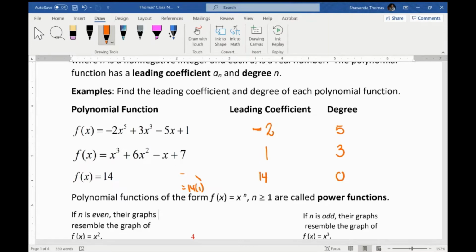Anybody know, if you graphed it, what would that look like? That's an out of the box question. You may not know. I just want to see if you happen to know. If you graph that on a coordinate plane, how does it look? It's going to be a line. What type of line? Horizontal. Very good.